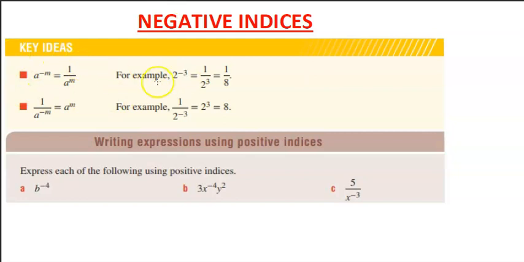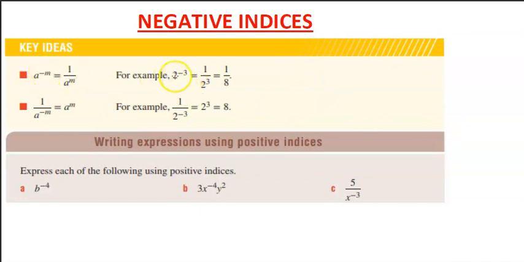So the first key idea that we have here is any base number to the power of a negative indice, so minus m in this case, can be rewritten and should be rewritten as 1 over that same base to the power of m without the negative. So these two are implying the same thing. Now, this rule may not make sense at first, and in one of the second examples, I'll show you why this is the case.